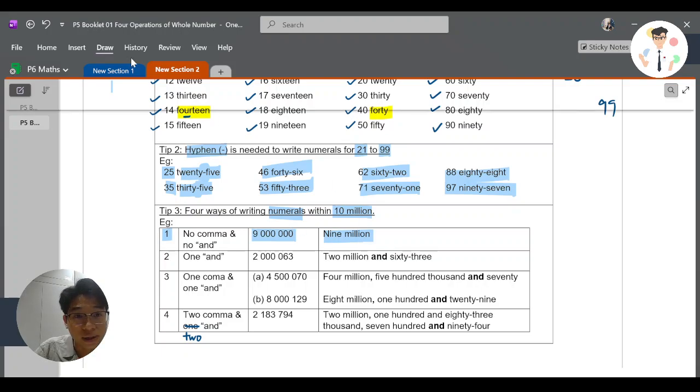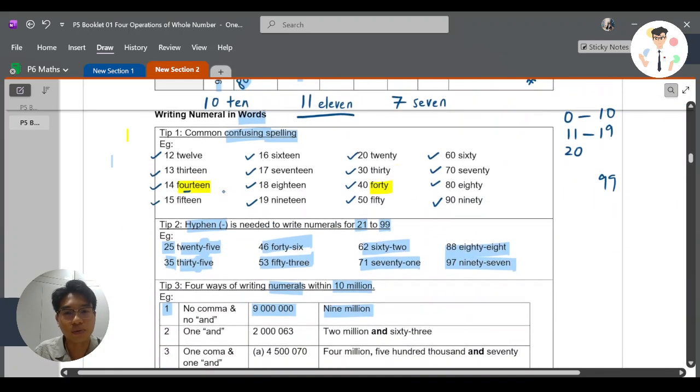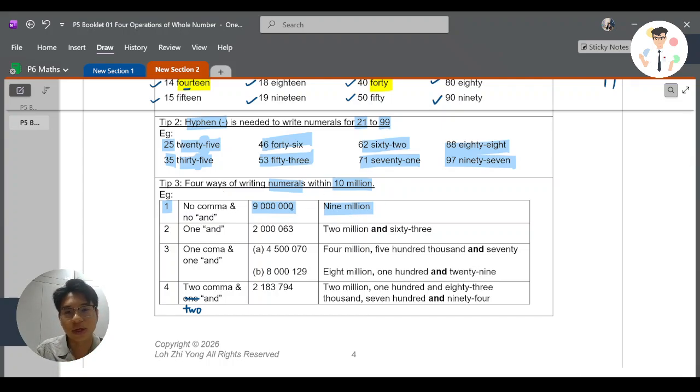And just a reminder, do you have an S here, like 9 millions? The answer is no. We have the S only in place value where there's S. But when it comes to our real writing here, we don't put S here. Okay? So 9 million. So you can see very simple, just 9 million.